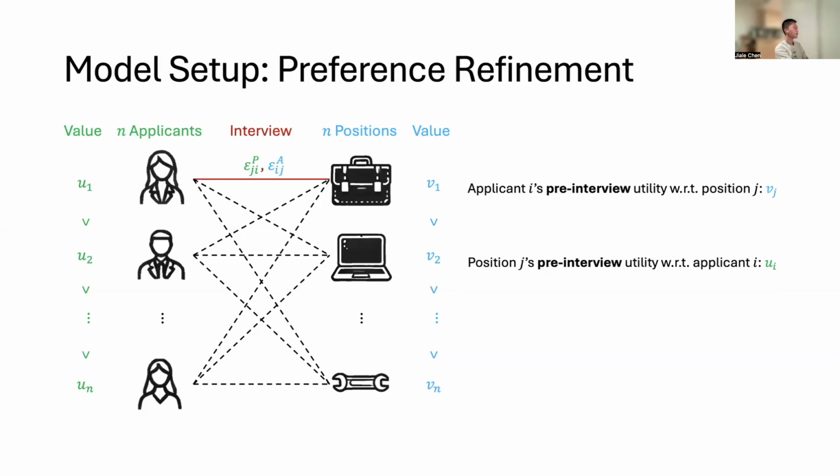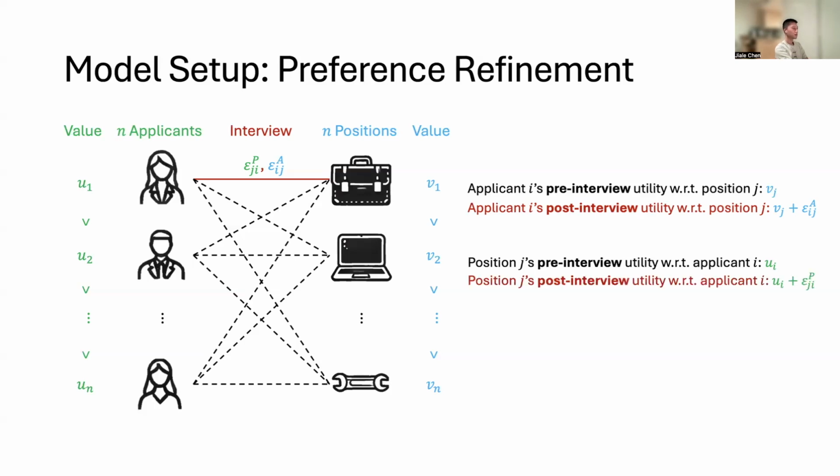In our model, there is an interview stage for preference refinement. After interviews, the subjective interests of both applicants and positions will be revealed and will be used for refining their utility. More specifically, applicant i's post-interview utility with respect to position j will be the publicly known value of the position plus the subjective interest of the applicant. Similarly, position j's post-interview utility with respect to applicant i will be the public value of applicant i plus the subjective interest of position j.